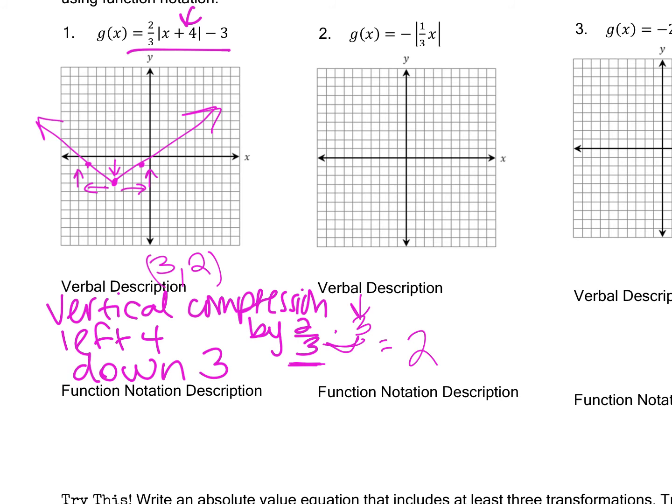Okay, so then we want to write it in function notation. So we have 2/3 on the outside, we have f, and then we are going left, so we're adding 4, and then the minus 3.